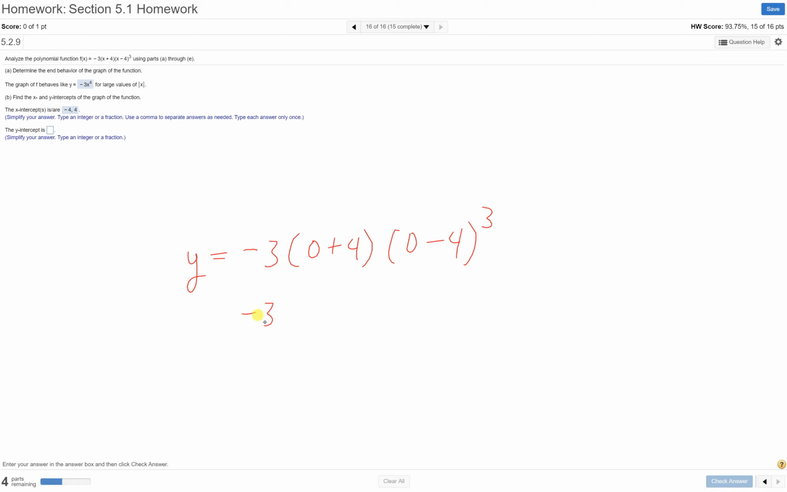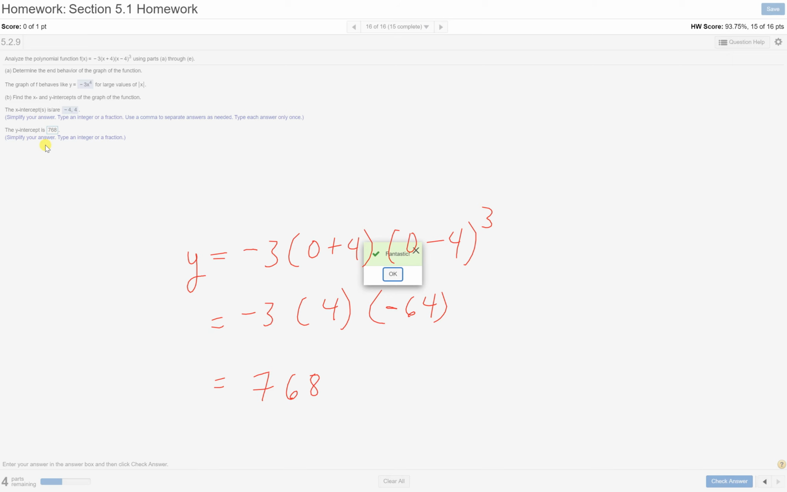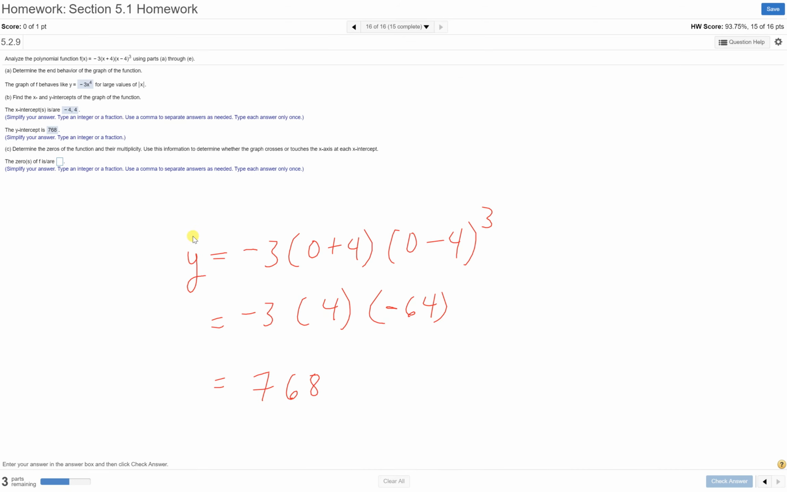So it's negative 3 times 4 times negative 64, right? 4 times 4 times 4 is 64. And now we're going to multiply that times 4 times 3. So the answer I got is, no, sorry, I take it back, positive 768. So that's a giant y-intercept. Let's see if I got it right. 768, and it's fantastic. Definitely need a calculator.